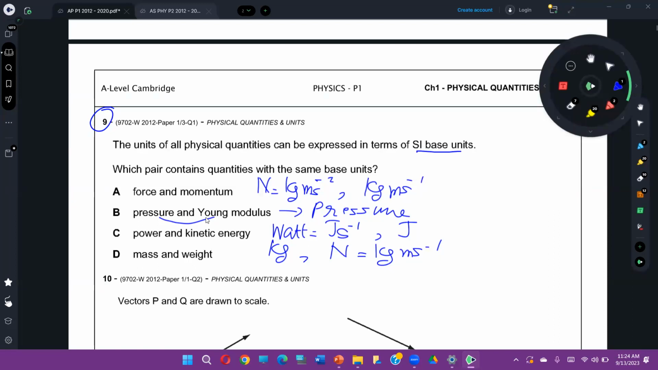बताओ मास और वेट, क्या वेट के फॉर्मूला में मास आता है? व्हाट इज द फॉर्मूला फॉर वेट? मास इनटू ग्रेविटी. अगर वेट की डेफिनेशन में वेट के फॉर्मूला में मास आता है तो क्या दोनों का यूनिट सेम हो सकता है? नेवर. दैट इज व्हाई आंसर इज बी.